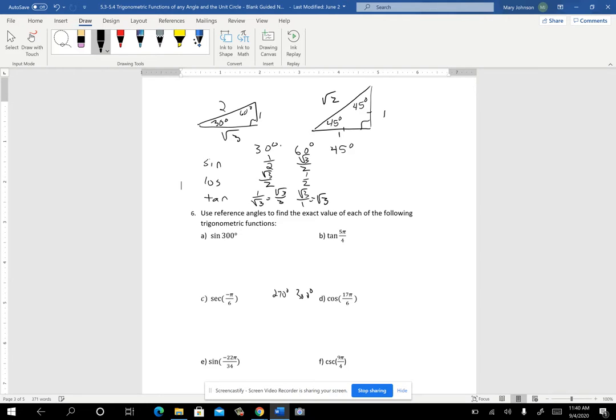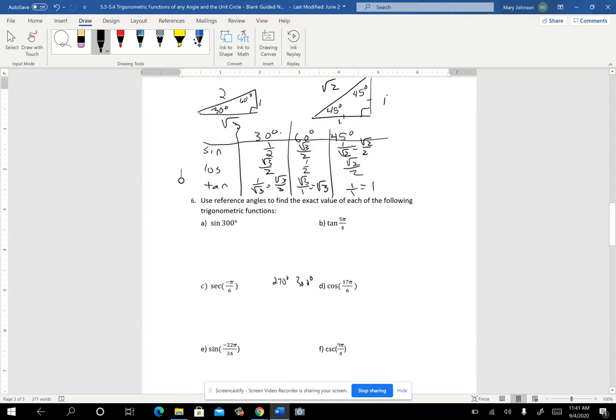And then for 45, 45, 90, the sine is 1 over the square root of 2. And when you rationalize it, you get square root of 2 over 2. Cosine turns out to be the same thing. And because sine and cosine are the same, tangent turns out to be equal to 1. Or you can think 1 over 1, but it equals 1. Okay? So that's something you need to know. And this chart just kind of reminds us of that.